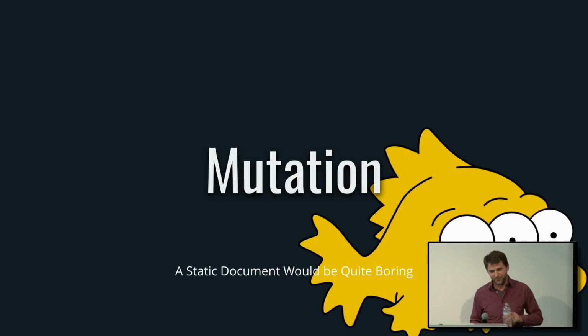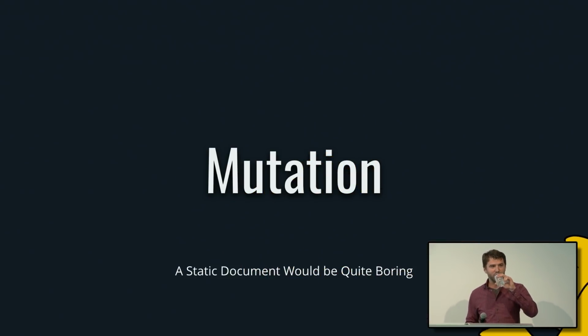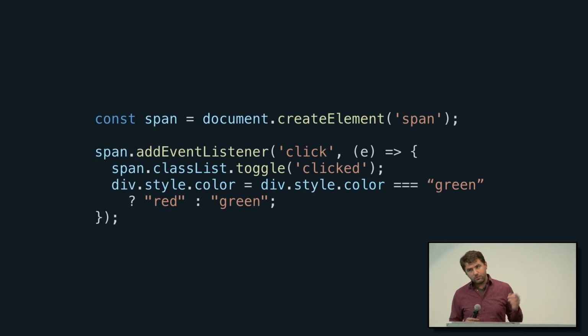We need some mutation. A static document would be quite boring. So what is mutation? When an event occurs that we need to respond to, we have to update the DOM. In this case, we're going to have an event listener that will toggle a few attributes and change some styles.